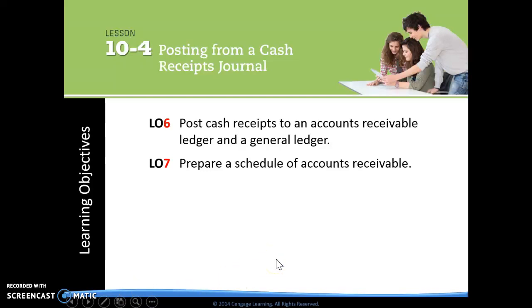10.4, posting from a cash receipts journal. You have two objectives. You need to be able to post cash receipts to an accounts receivable ledger and a general ledger, and you need to be able to prepare a schedule of accounts receivable.